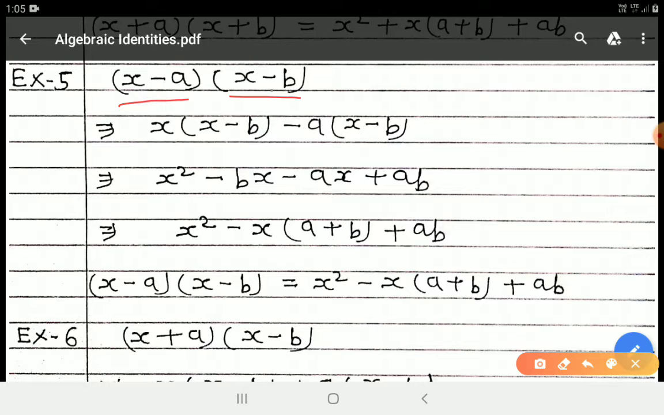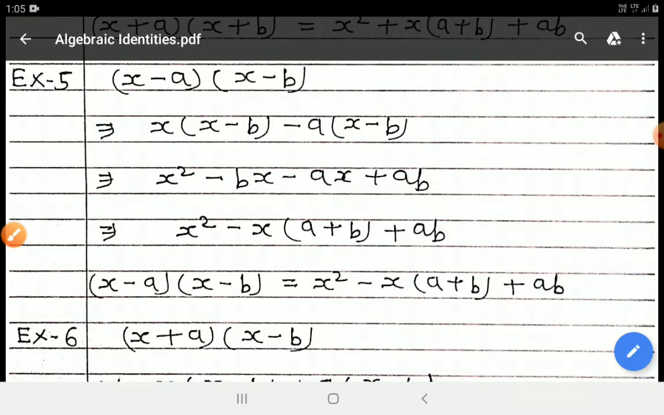So same procedure we apply. First take the first term x, then the whole second expression, then minus a, it means the second term, with the whole expression. So x into x is x square, x into minus b is minus bx, minus a into x is minus ax, and minus a into minus b is plus ab. Now see, here also bx and ax, so x is common. Minus sign is also common, so we will take minus x common. So in the bracket what remains? b plus a, so we can write a plus b.